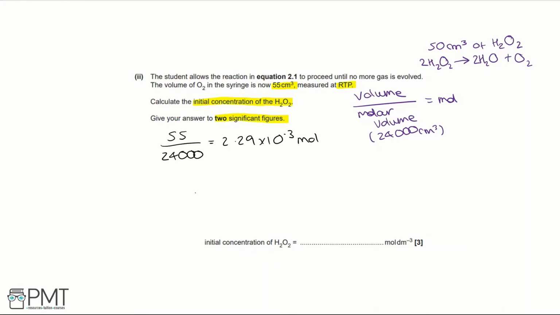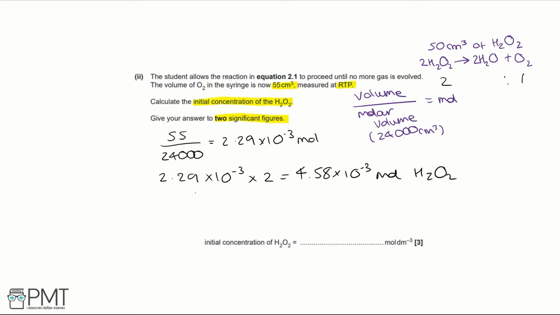Then looking at the molar ratio of the equation, we have a 1 to 2 molar ratio. So that means we need to take the number of moles of oxygen, 2.29 times 10 to the negative 3, and multiply them by 2 in order to get the number of moles of hydrogen peroxide. So that would be 4.58 times 10 to the negative 3 moles of H2O2.